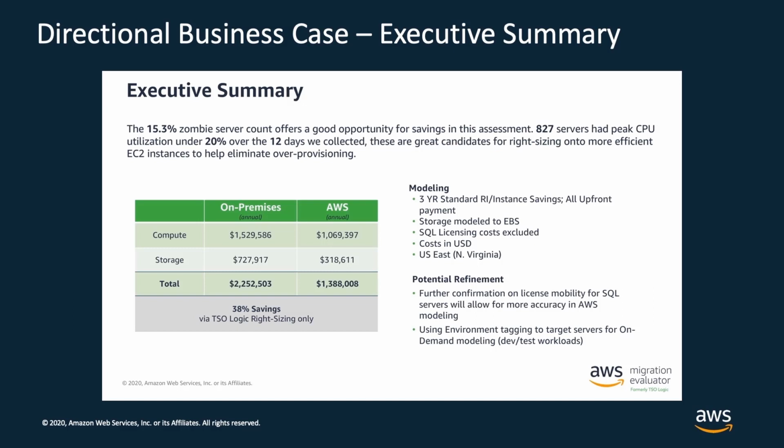We call out any potential refinements. In this example, we didn't have any information about the licensing model we could use, or for the usage patterns for those dev test workloads. We call those things out so you know what can be done to make the assessment even more accurate. If you provide this missing information later, we can refine the cost model further.